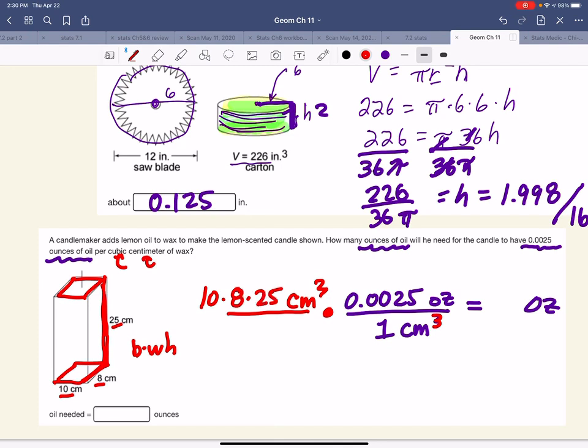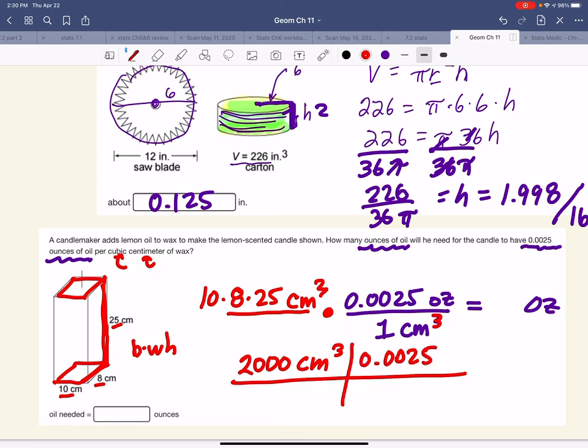Okay. So that's 2,000. That's the volume. And I have this many ounces per each 1 centimeter cubed, notice this will cancel and leave us with our answer in ounces. So that's exactly what we wanted. So 2,000 times 0.0025, we get 5 ounces, and that number makes sense. Look on the side of a candle, figure out how many ounces. That is a number that completely makes sense.